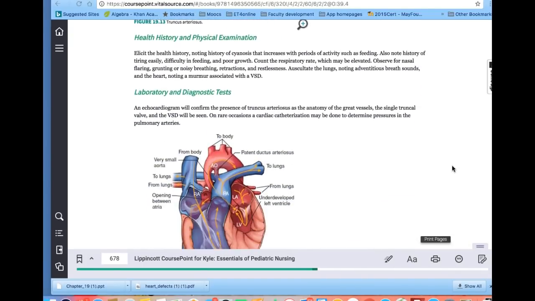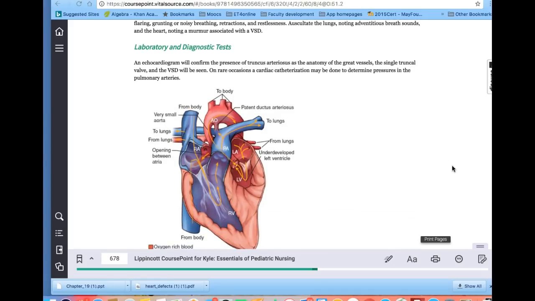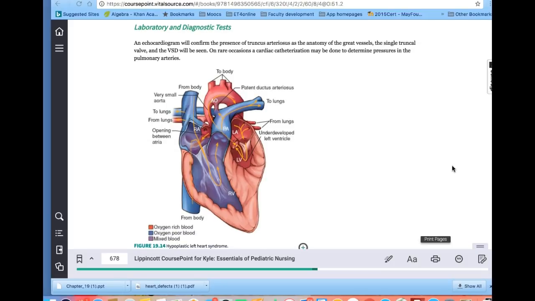An echo is going to show that. That's how we're going to confirm that. And again, with some of these defects, you also have an ASD and a VSD. That's probably why the VSD is the most common, is because it can occur in conjunction with a lot of these other defects.